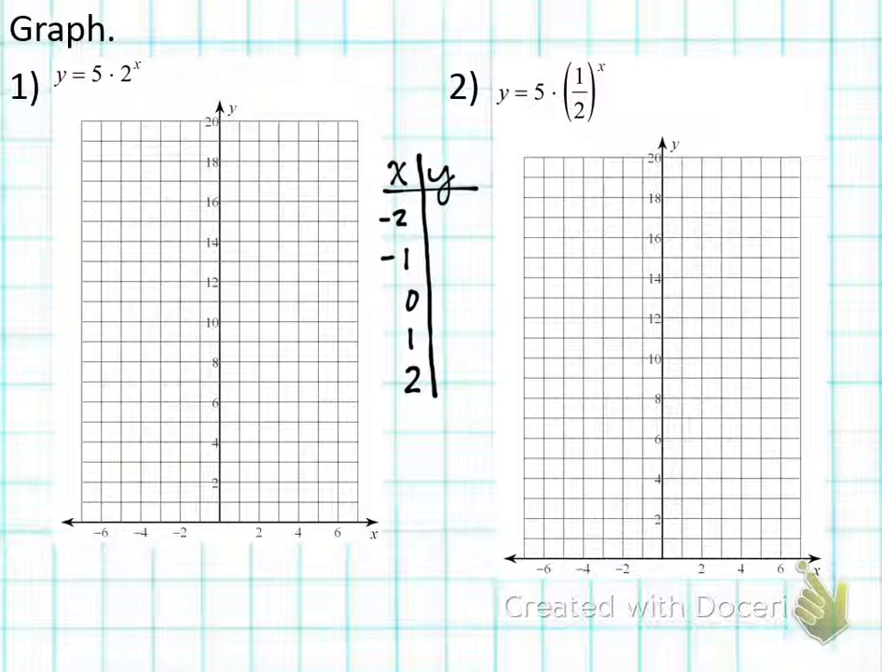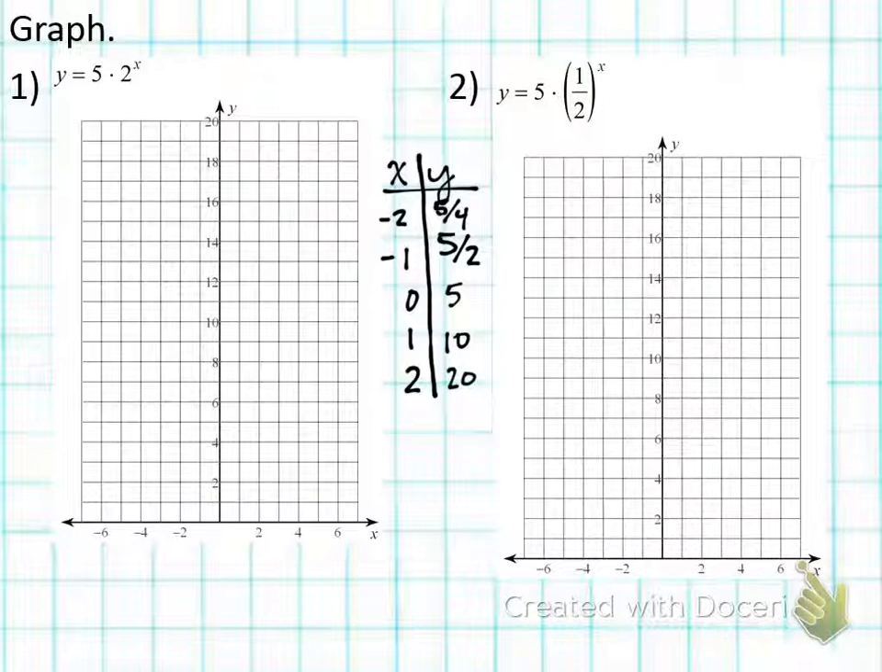So when I put -2 here, 2 to the -2 is 1/4. 1/4 times 5 is 5/4. Okay, next one, -1. 2 to the -1 is 1/2. 1/2 times 5 is 5/2. 0. 2 to the 0 is 1. 1 times 5 is 5. 1. 2 to the 1 is 2. 2 times 5 is 10. 2. 2 squared is 4. 4 times 5 is 20.